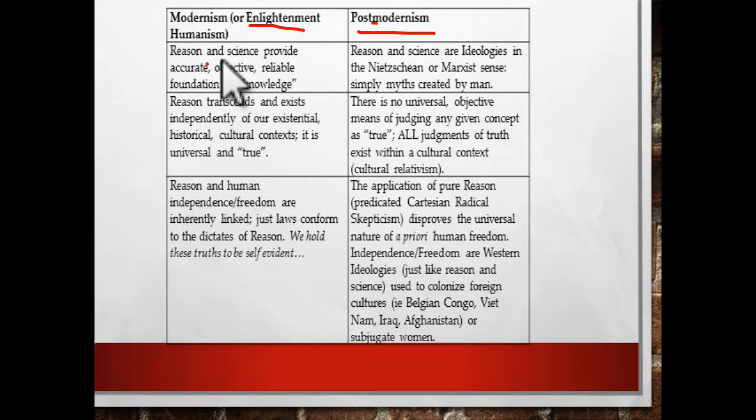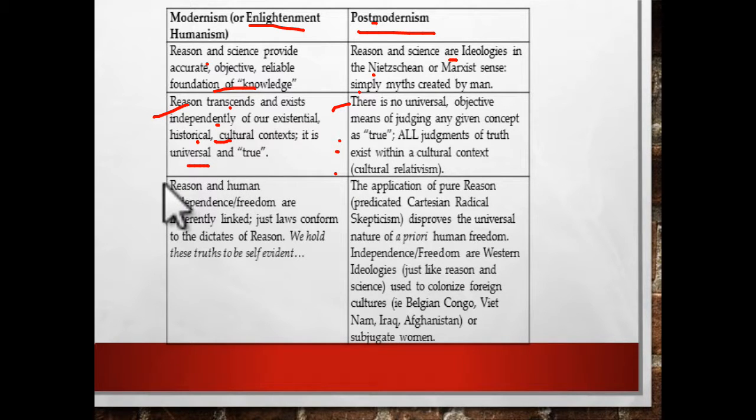In the Enlightenment view, reason and science provide an accurate, objective foundation of knowledge. In the postmodern view, reason and science are ideologies, in the Nietzschean or Marxist sense, simply myths created by man. Religion transcends and exists independently of our existential, historical, and cultural context. It is universal and true. Postmodernism says there is no universal objective means of judging any other concept as true. All judgments of truth exist within a cultural context.